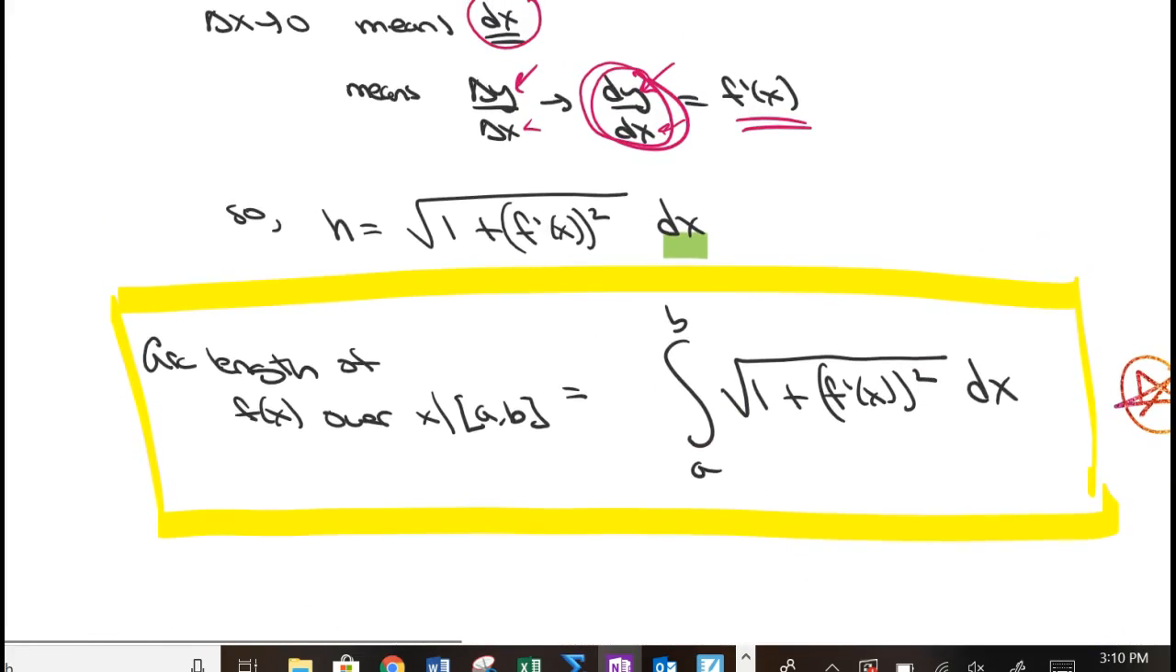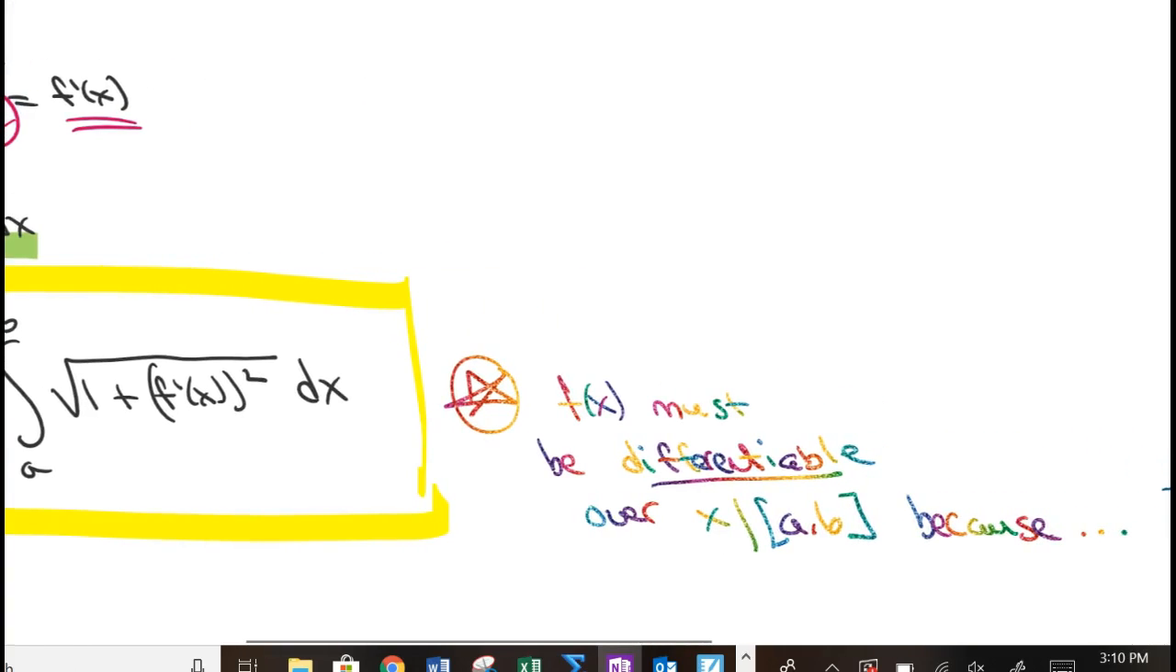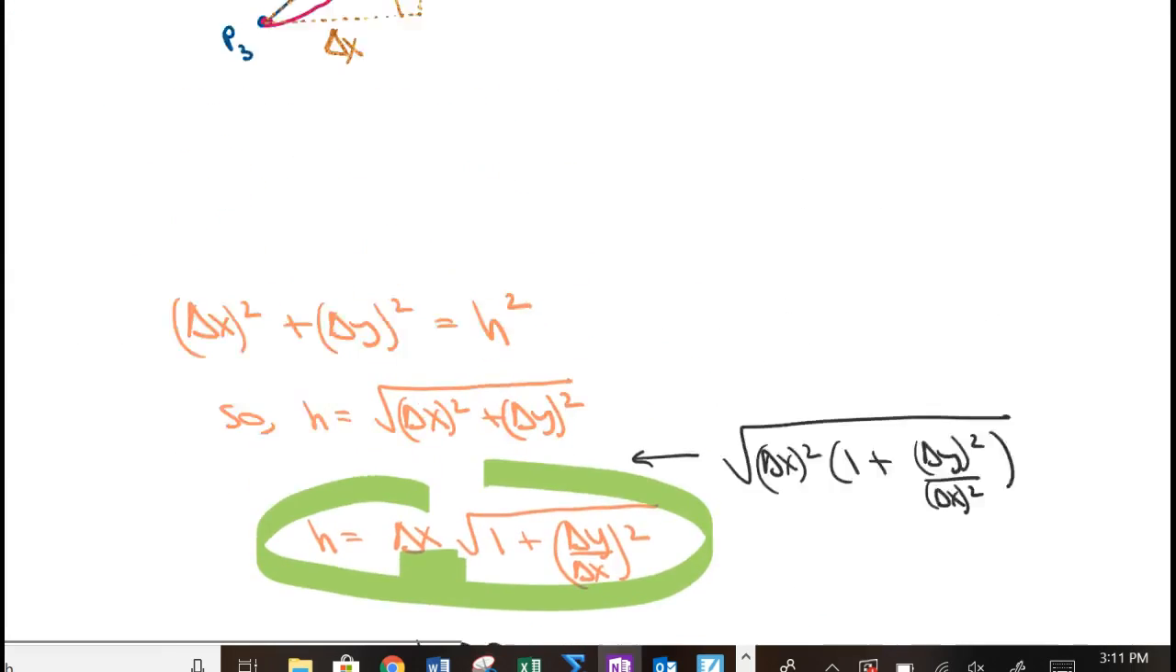At the end of the day, the arc length of a function of x over some interval of x from a to b is the definite integral from a to b of the square root of 1 plus f prime of x, where f prime is squared, dx. To use this, something you have to remember that does not get emphasized enough is that f of x, the curve that you're trying to find the length of, has to be differentiable over the interval of x, because, let's take a look at understanding why.